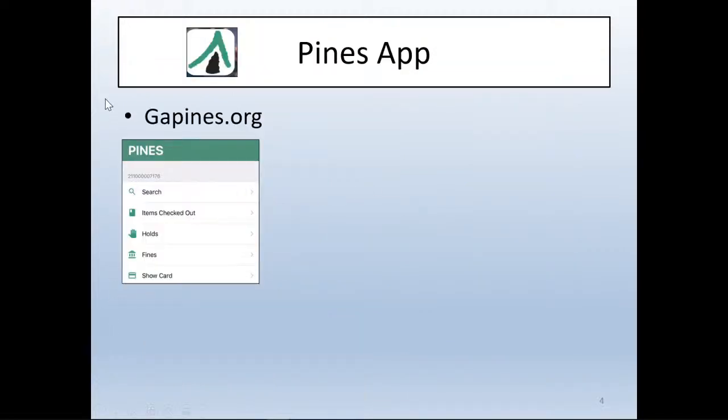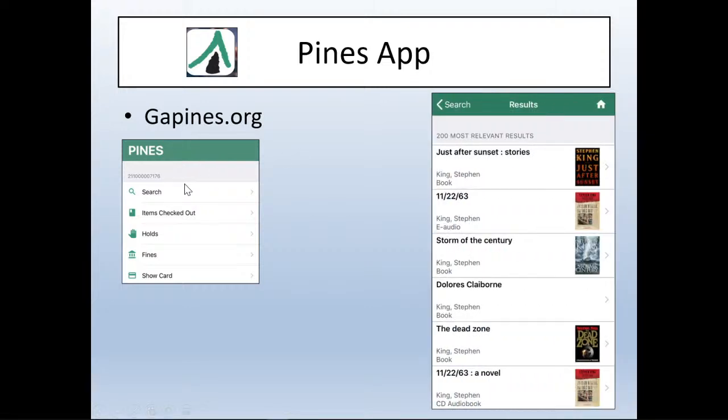Let's talk about our Pines app. Now, you can access all of this on the gapines.org website, but trust me, with the Pines app, it is a whole lot easier to do so, okay? So let's talk about what we have here. Our big thing, of course, is our search. Our search pulls up and you can actually search for our books, e-audiobooks, and it will show if there's a CD audiobook available as well.